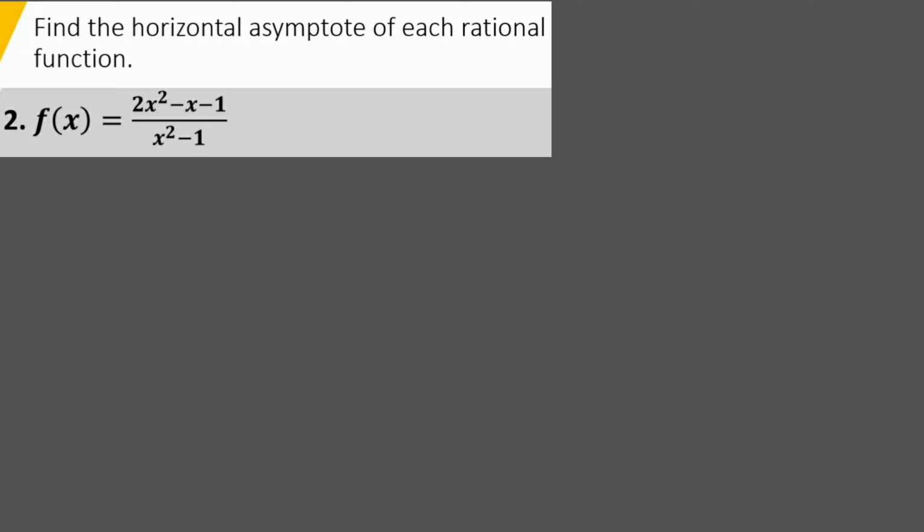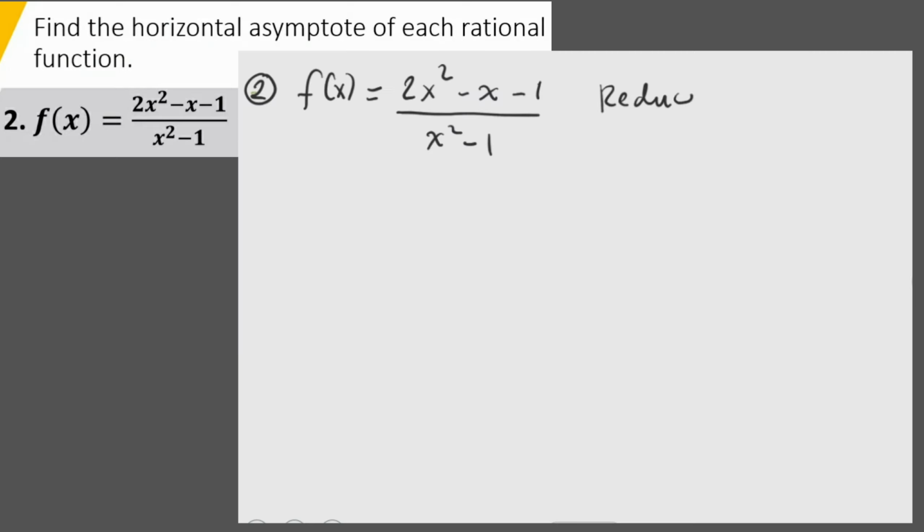Okay, for our last example, we have f of x is equal to 2x squared minus x minus 1 over x squared minus 1. Now, we're trying to get both horizontal and vertical asymptote in this example. So again, check natin yung ating functions kung pwede nating ma-reduce by factoring. So pwede siya, no? So we're going to factor the numerator and the denominator.